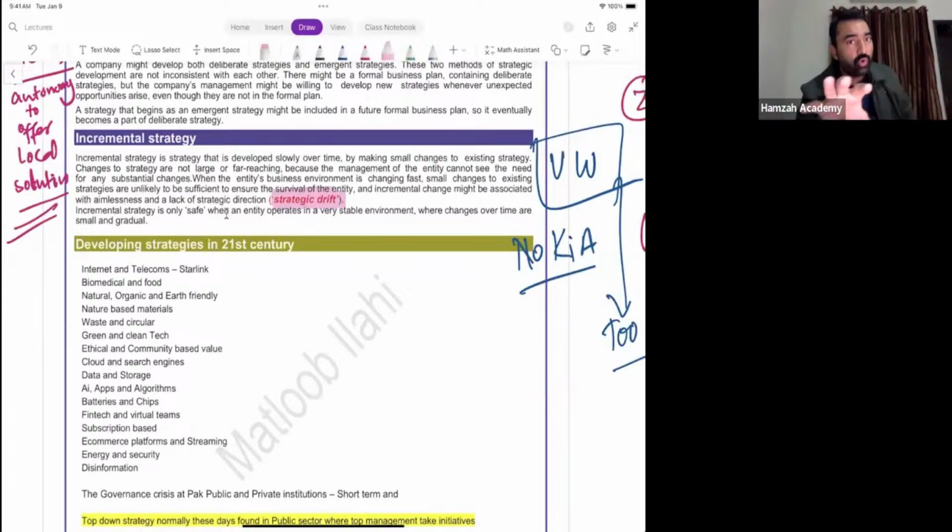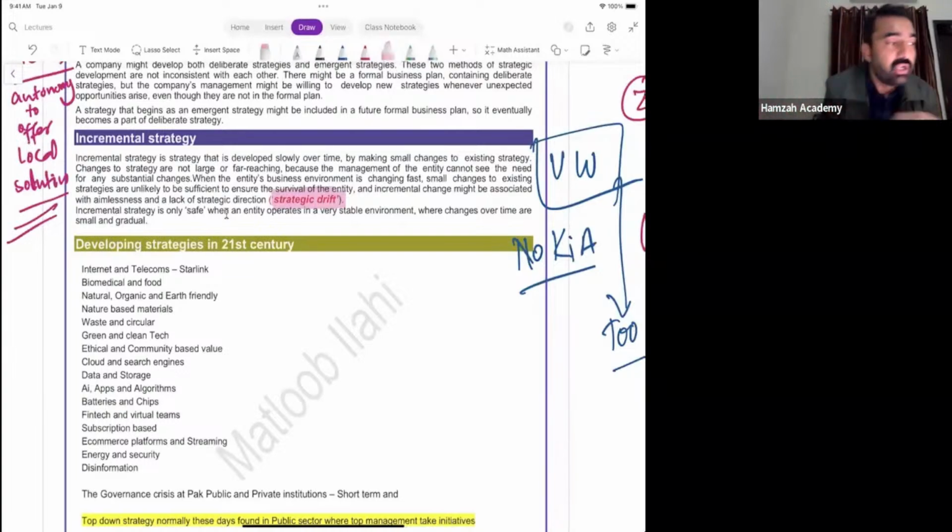So let's quickly go through the whole discussion of the incremental strategy so you can have a better idea about this interesting but risky concept. Incremental strategy is a strategy that is developed slowly over time by making small changes to existing strategy. Changes to strategy are not large or far reaching because the management of the entity cannot see the need for any substantial changes. When the entity's business environment is changing fast, small changes to existing strategies are unlikely to be sufficient to ensure the survival of the entity, and incremental change might be associated with aimlessness and a lack of strategic direction. So, this would result in a strategic drift.